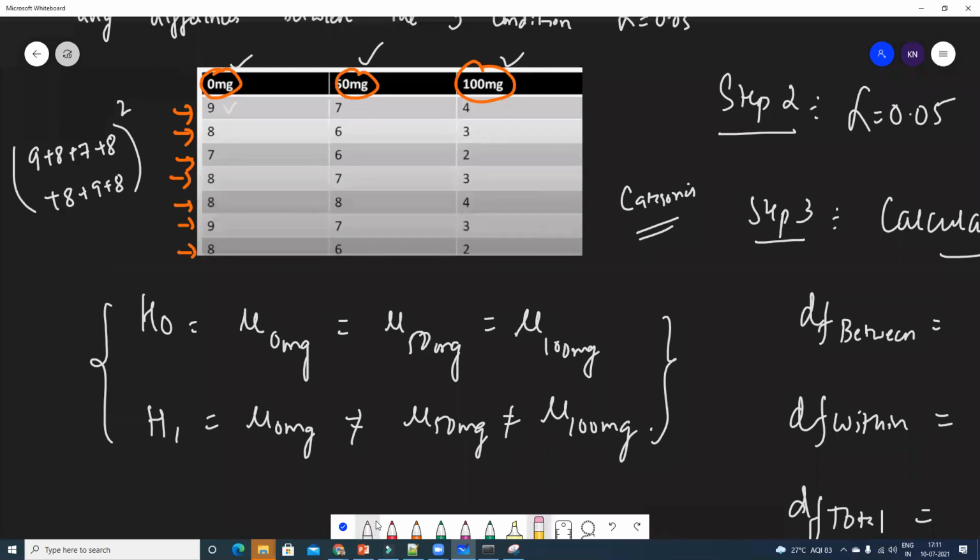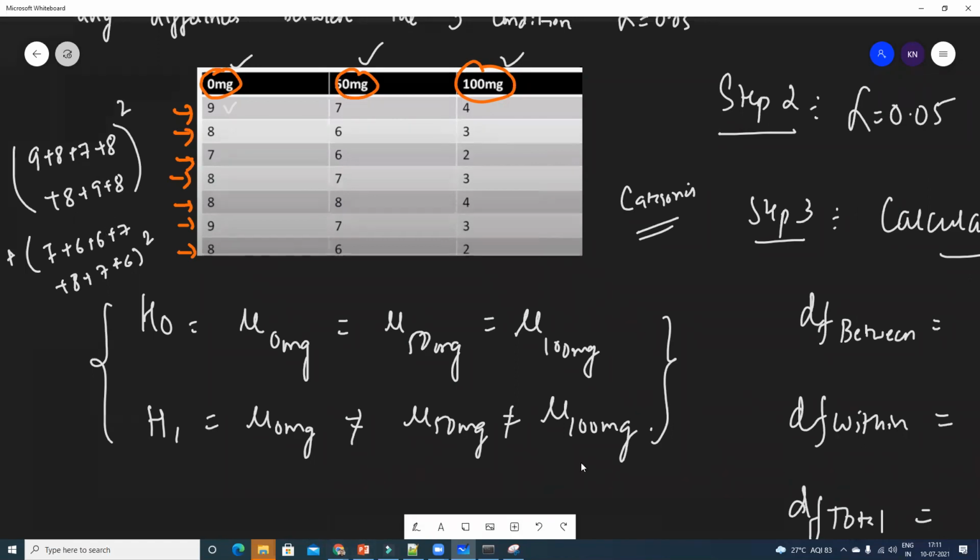Then after this, you need to add the next column numbers: plus 7 plus 6 plus 6 plus 7 plus 8 plus 7 plus 6 whole square. Then you try to calculate the whole square. Guys, it is not multiplication, it is plus. Okay, it is plus.